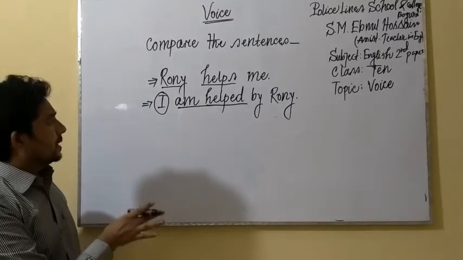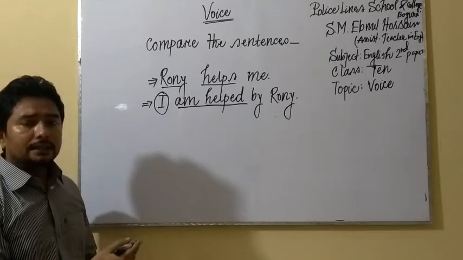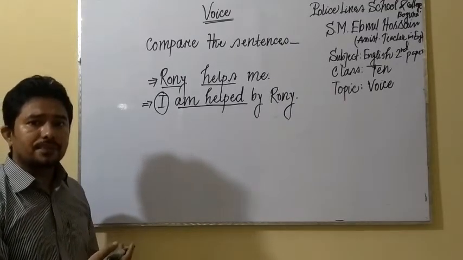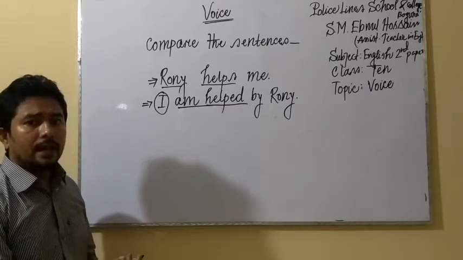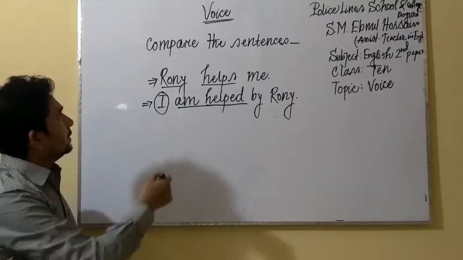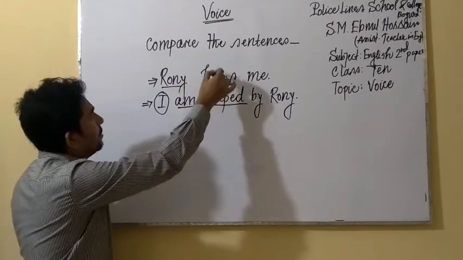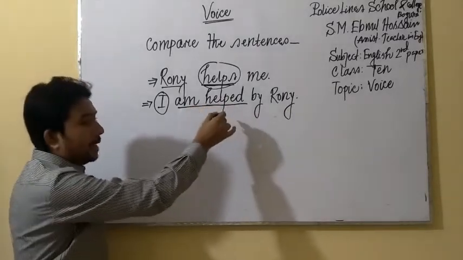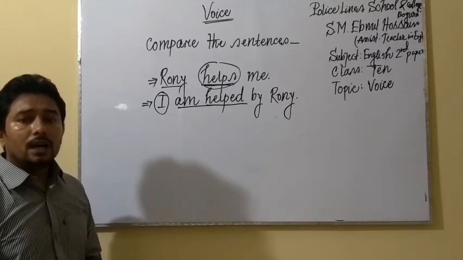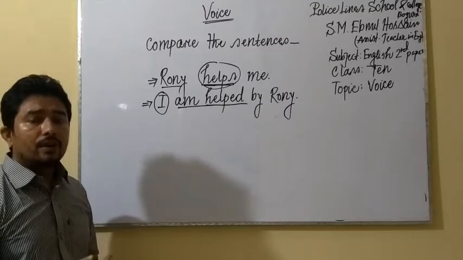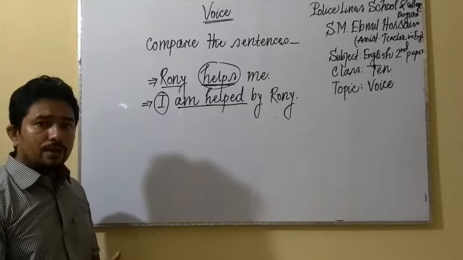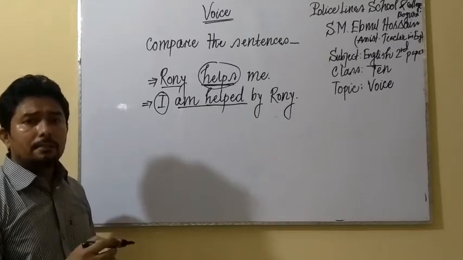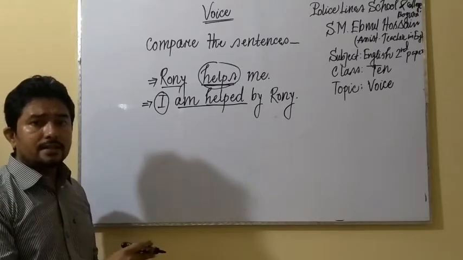So, in these two sentences, we can define the voices, and we already know that voices are of two types, active voice and passive voice. In sentence 1, the verb helps is in the active voice, and in sentence 2, the verb help is in the passive voice. Now it will be easier for us to define active voice and passive voice in terms of these two sentences.